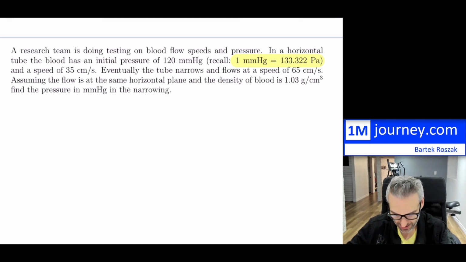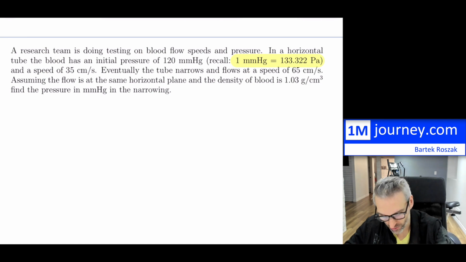Okay, so that's how fast it's moving. Eventually, the tube narrows and flows at a speed of 65 centimeters per second. So it's almost twice as fast. Assuming the flow is at the same horizontal plane and the density of blood is 1.03 grams per centimeter cubed, find the pressure in the narrowing tube.